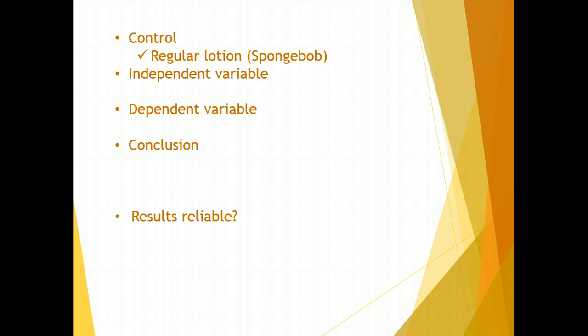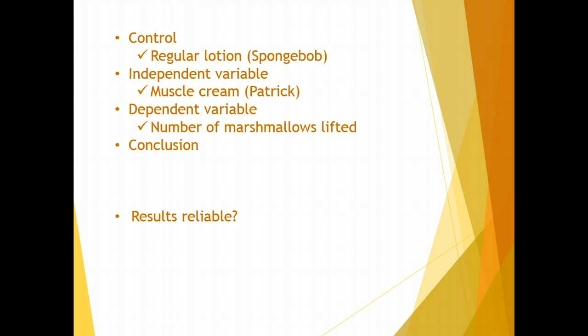What's the independent variable? If SpongeBob is the control, that must mean Patrick is the experimental group. What did Patrick get that SpongeBob didn't? Well, Patrick got the new muscle cream. That is the independent variable. That is what Larry was testing. The dependent variable is what Larry measured for both Patrick and SpongeBob. In this case, he measured the number of marshmallows that both people could lift.